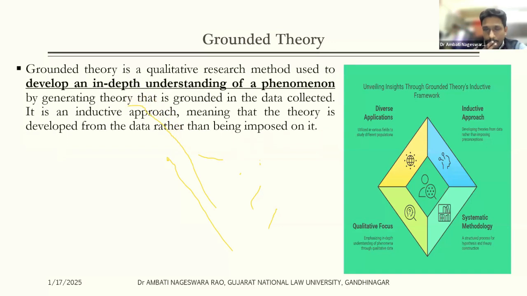Now, what is grounded theory? Grounded theory is a qualitative research method used to develop an in-depth understanding of a phenomenon by generating theory that is grounded in the data collected. Whatever data you collect, from that data you're going to generate the theory. Means you're not going to look at existing research, existing theories. The point is that you're using grounded theory because you couldn't find many studies or theories in a particular domain, in a particular phenomenon. So you want to develop the theory. That theory must come from the data that is grounded. It is an inductive approach, meaning that the theory is developed from the data rather than being imposed on it.